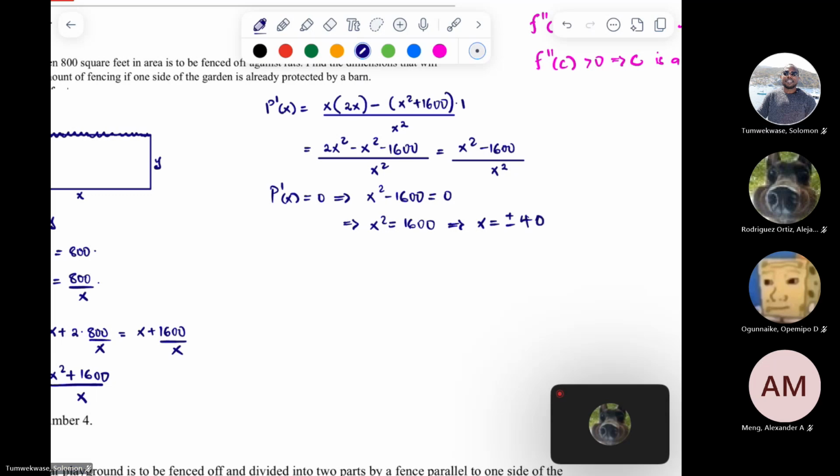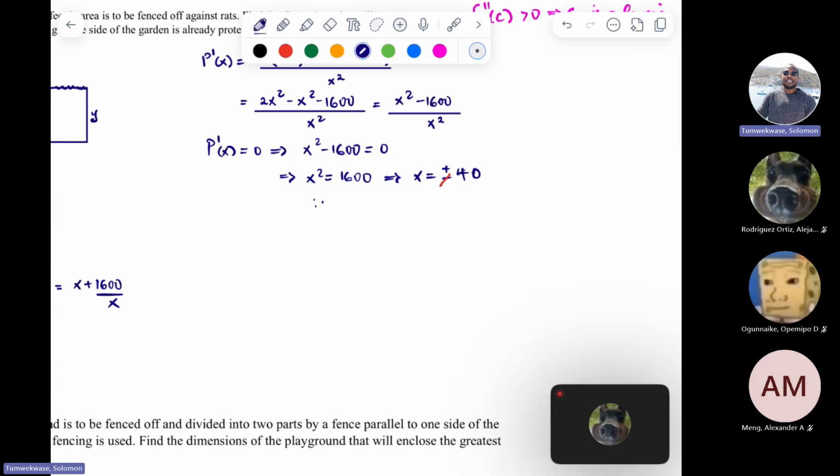Okay, now you have to remember that we are moving around the fence. We are moving around a rectangle, so the answer we are getting right now is a distance. So if it is a distance, we can't expect it to be negative, and therefore I have to discard the negative, and I can conclude that therefore x is equal to 40.